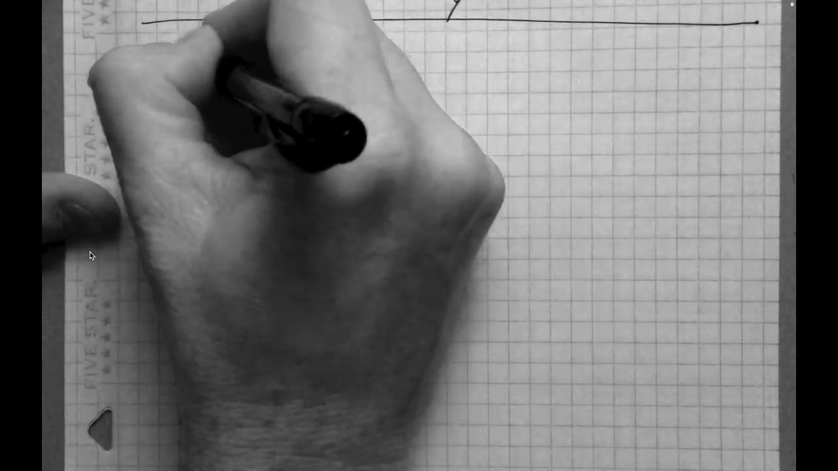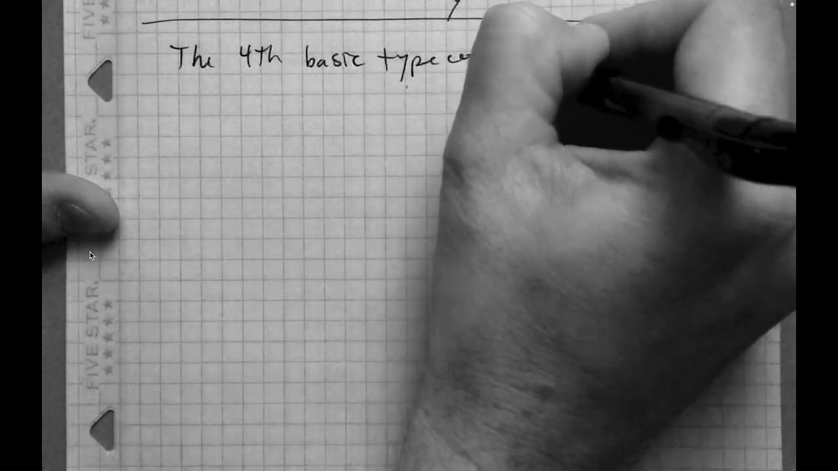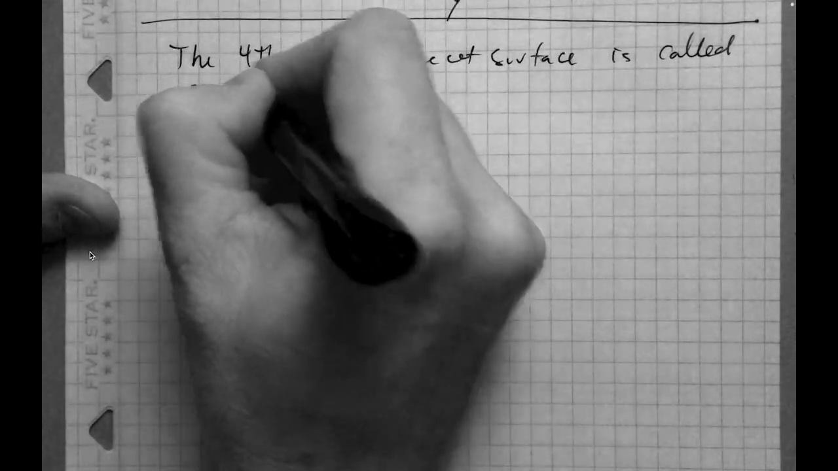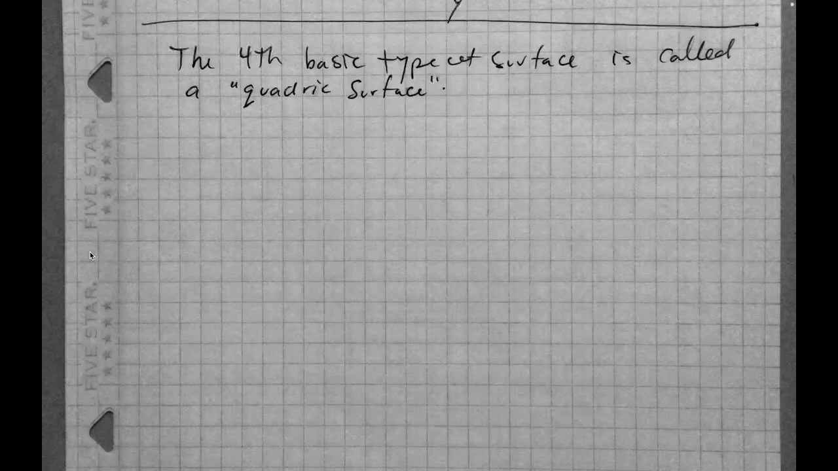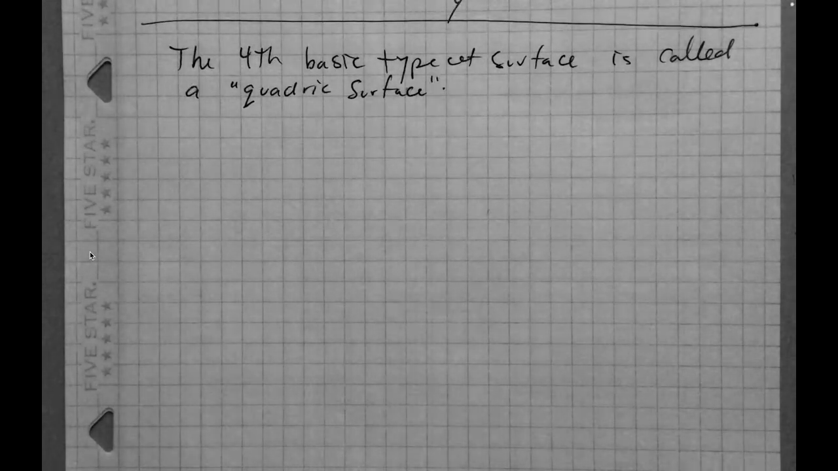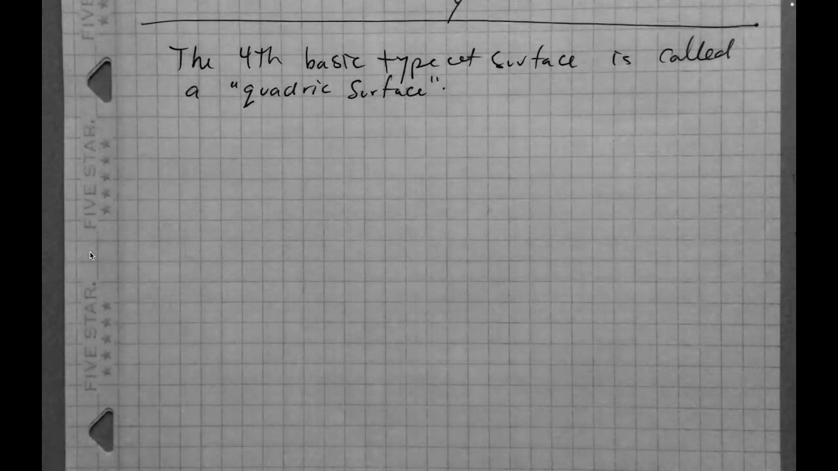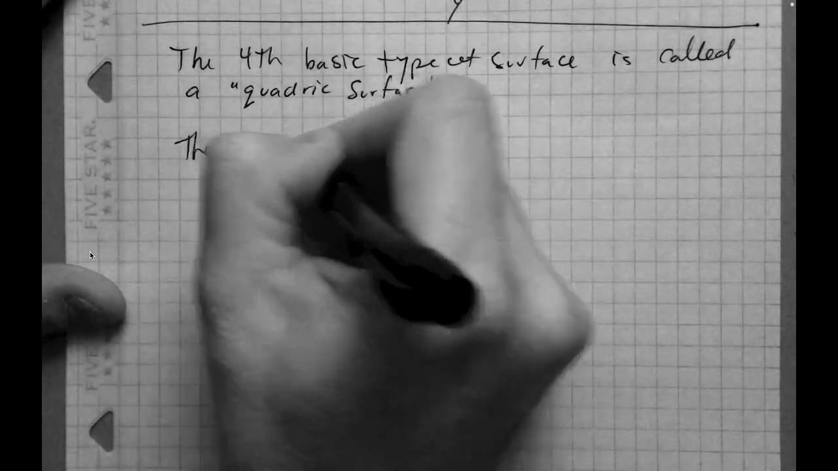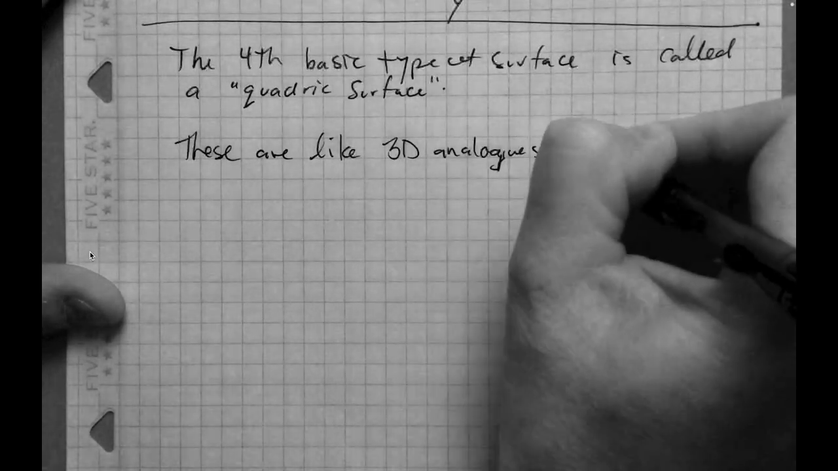Okay, so the fourth basic type of surface is called a quadric surface. Okay, so the quadric surfaces. Now, the best way to think about quadric surfaces is that they're basically like the 3D analogs of the familiar conic sections. So these are like 3D analogs of conic sections.